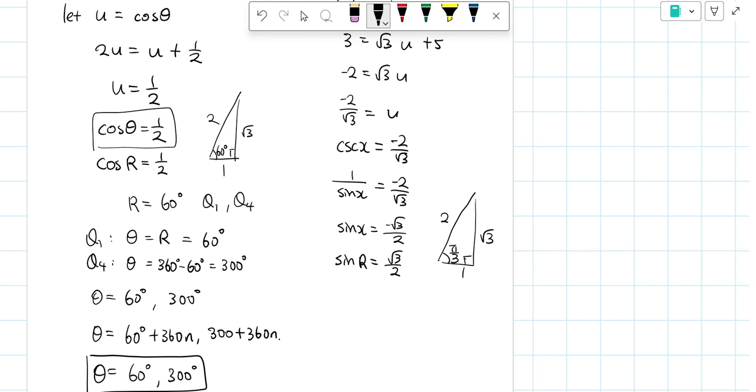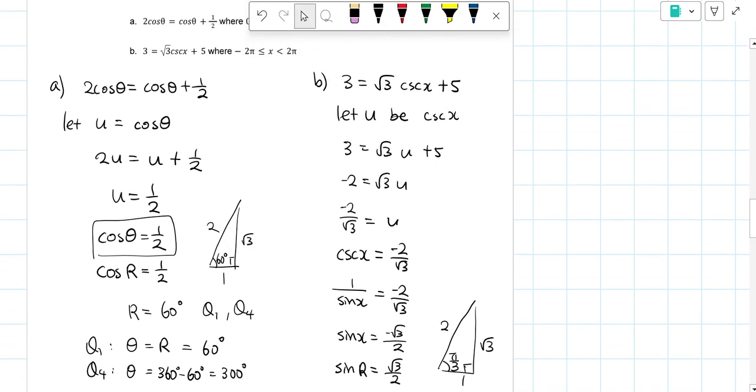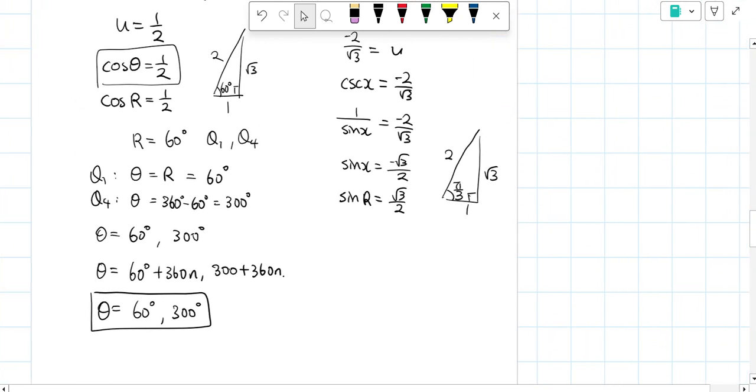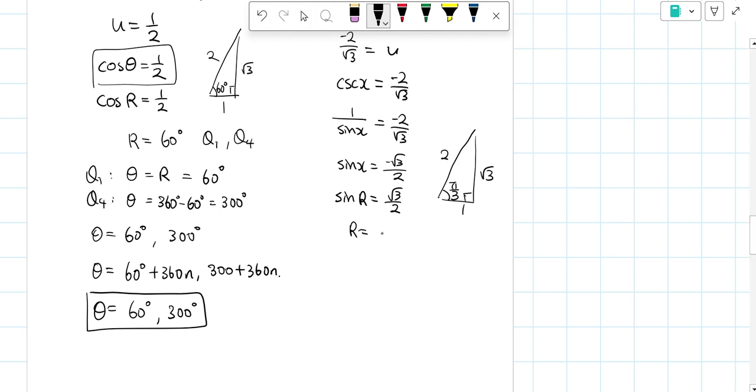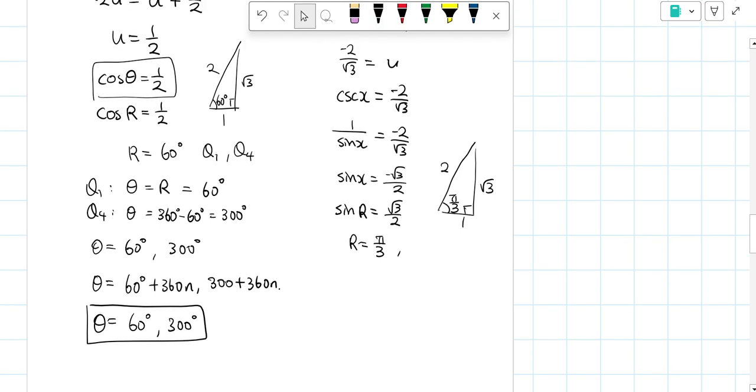This time I have to go with pi over 3 because the domain is given in negative 2 pi to 2 pi in radians. So once again, we solve that r is equal to pi over 3. And this time, my sine is negative, which means that my quadrants will be quadrant 3 and quadrant 4, also following the same ASTC abbreviation. So let's find the angles in quadrant 3 and quadrant 4.